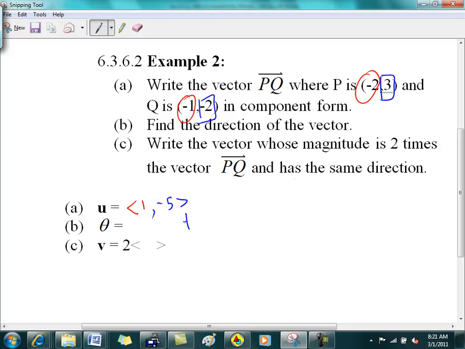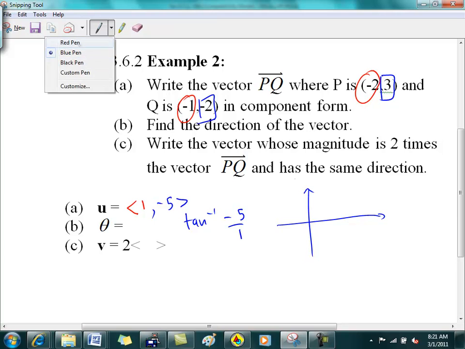My theta is going to be tangent inverse of negative 5 over 1. Everybody with me on that? This is not a friendly angle, so don't go into your friend's table. But I do need to draw a sketch because I don't know what quadrant it's going to be in. So the vector is 1, negative 5, and my vector actually lies here. My angle would be this angle here. Remember, the angle is with the positive x-axis, going counterclockwise.